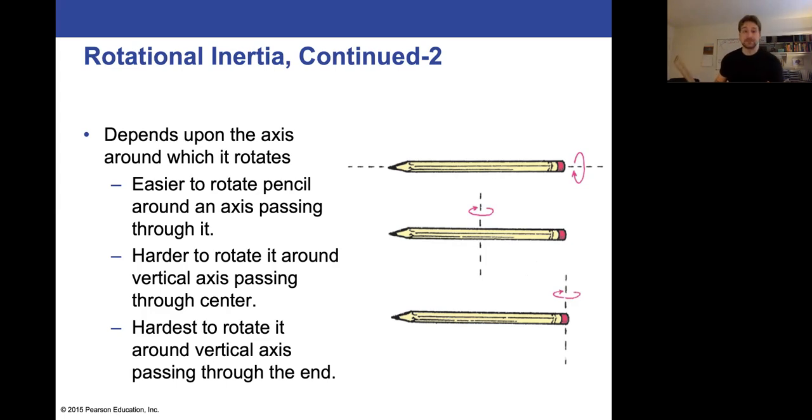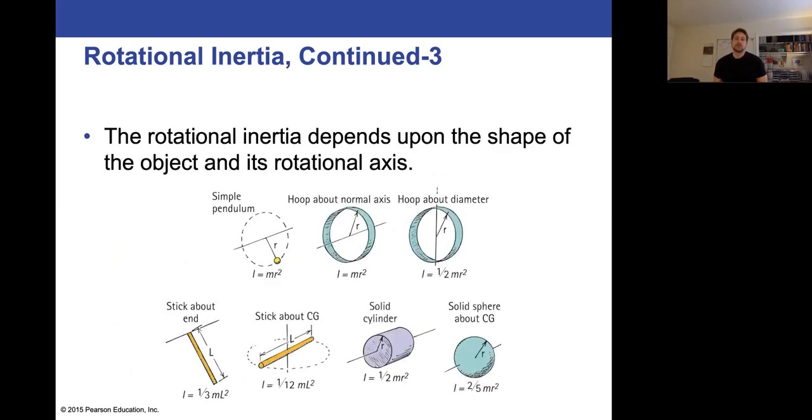It's the same mass. But we are also interested in how it's distributed relative to the axis we're trying to get it to rotate around. Most geometrically symmetric objects, we can calculate their rotational inertia.